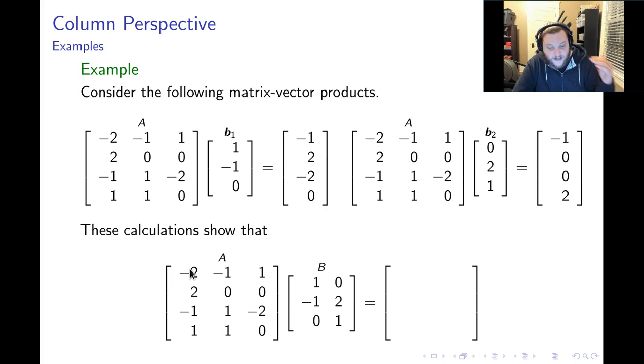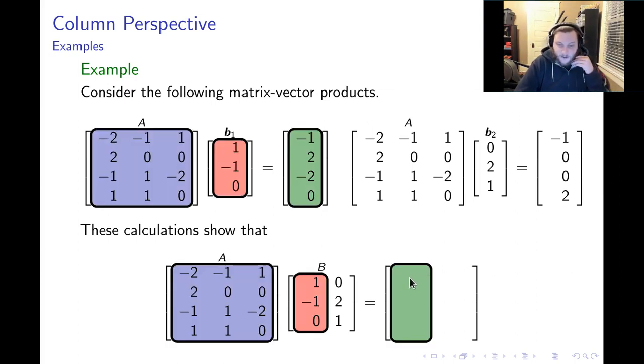Remember, in this case, A is 4 by 3, and B is 3 by 2, so we should end up producing a 4 by 2 matrix. The first column of this product is whatever we get when we take A and multiply by the first column of B, which we are choosing to be the first vector B1 that we're given in these equations. So I know that the first column of this product should be the vector -1, 2, -2, 0.